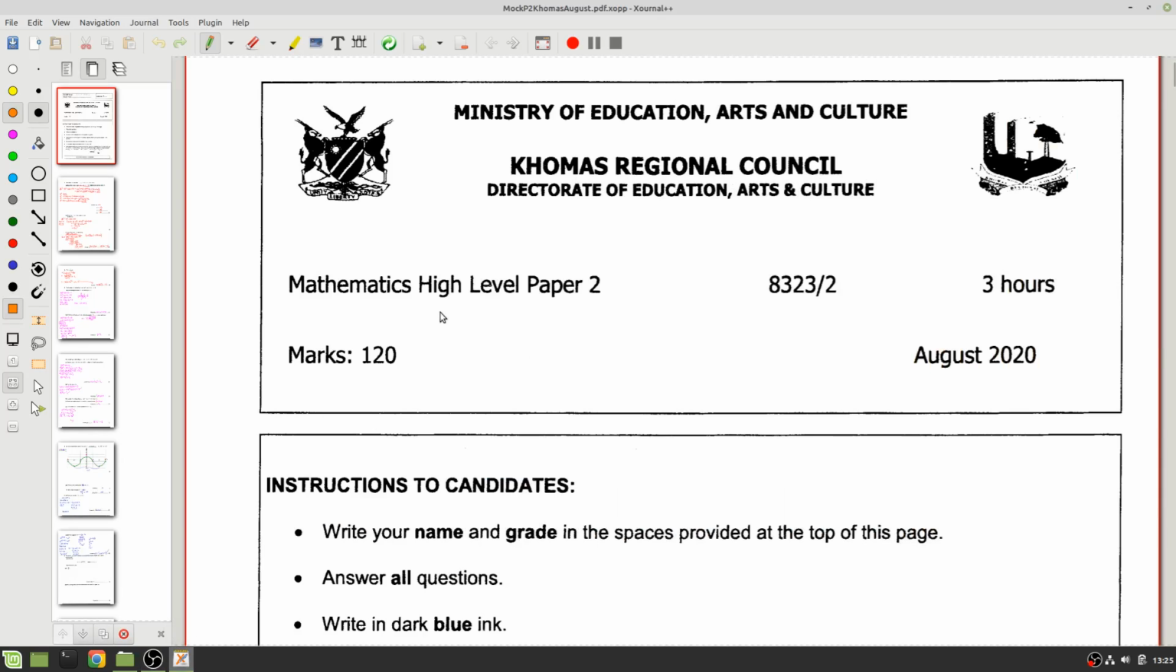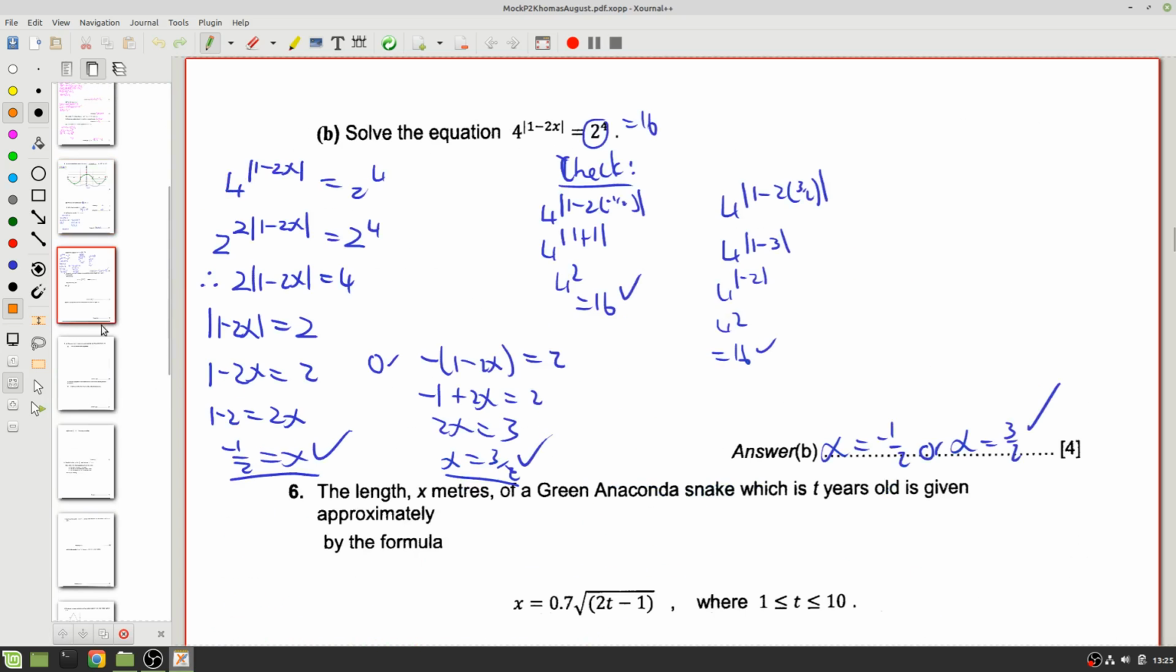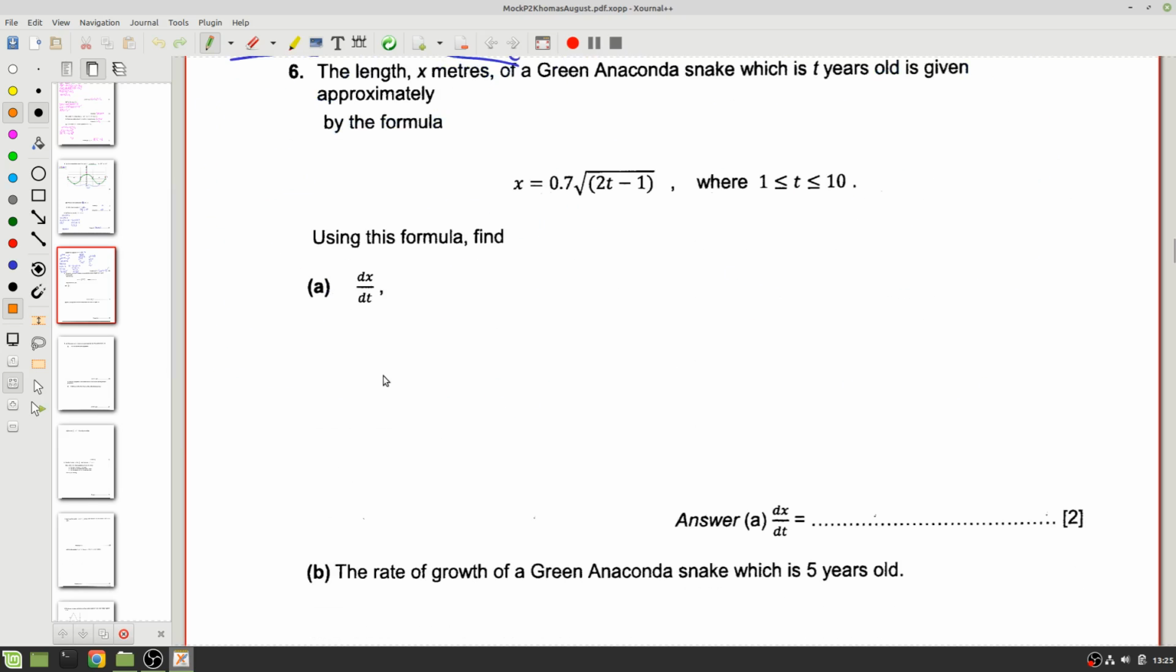Alright, so we are busy with the Mathematics Higher Level Paper 2, Khomas region for August 2020. Again, we've already covered quite a few questions here. We are today on question 6, and we'll probably do 6 and 7 today.